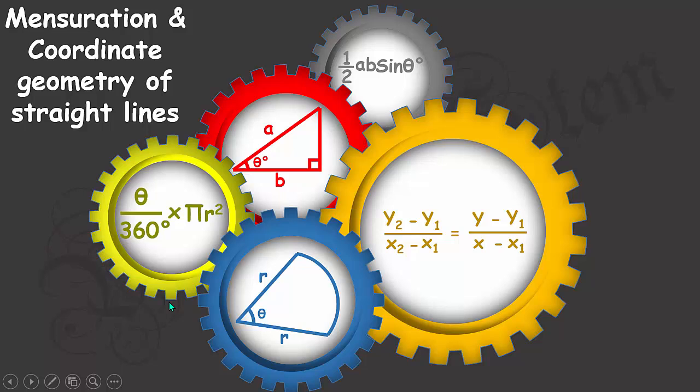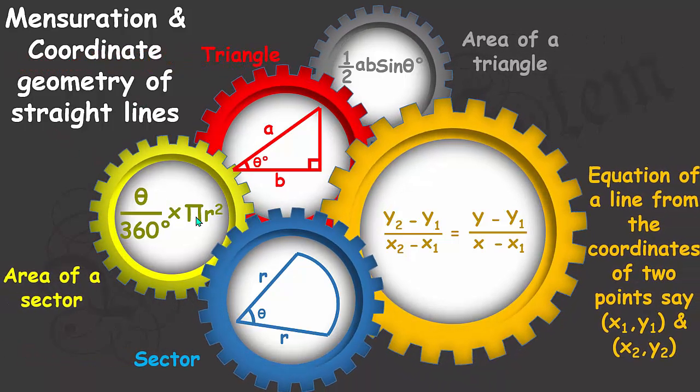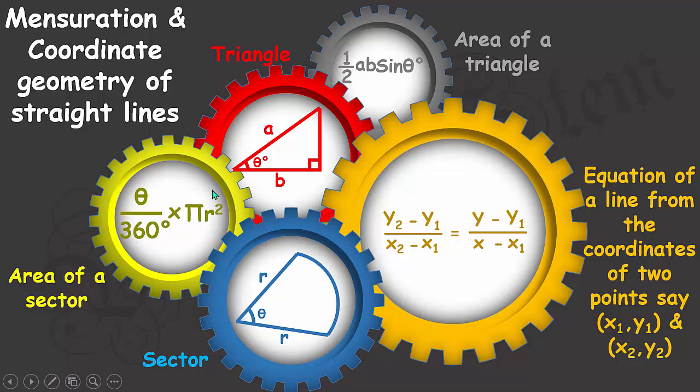I'll be solving two problems. The first on mensuration, the second coordinate geometry of a straight line. In these two problems, first I will take you through how to use this formula, theta divided by 360 multiplied by pi r square, to find the area of a sector, as you can see here. Now theta is the angle subtended by the two radii r and r, okay? Pi is 22 divided by 7, r is radius.